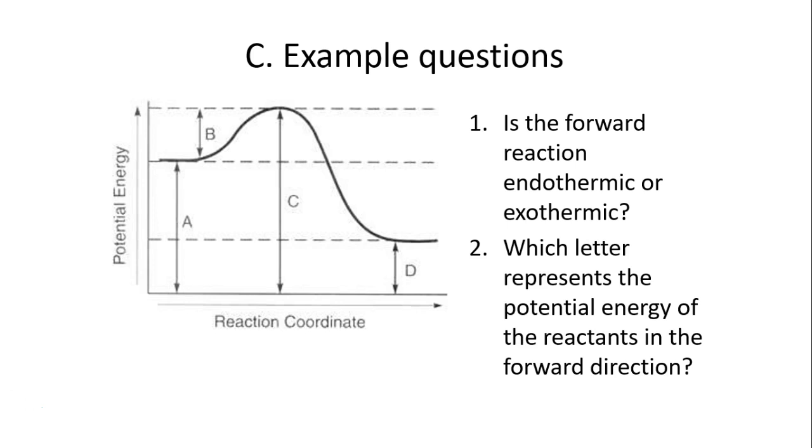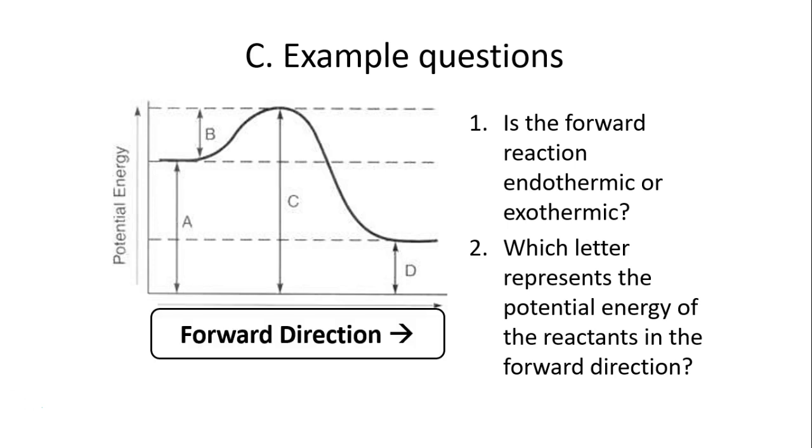Okay, so this question says, is the forward reaction endothermic or exothermic? So let's just make a note, that is forward from left to right, the normal way you would read a graph. Okay, and then we're going to look, reactants are here, products are there, and so to get from reactants to products, ignoring that hill, it's going down. Going down is exothermic. It's releasing energy. It's losing energy to become products.